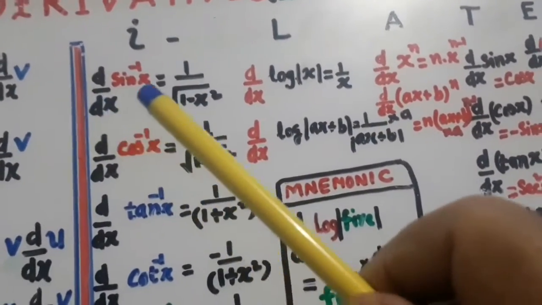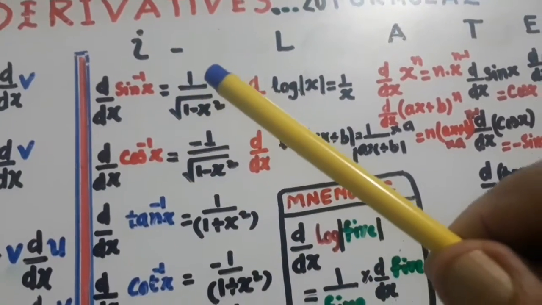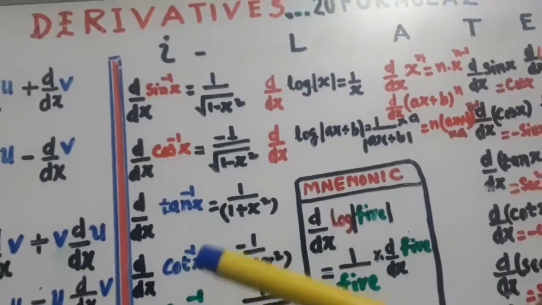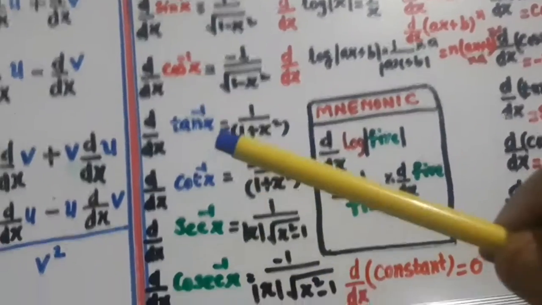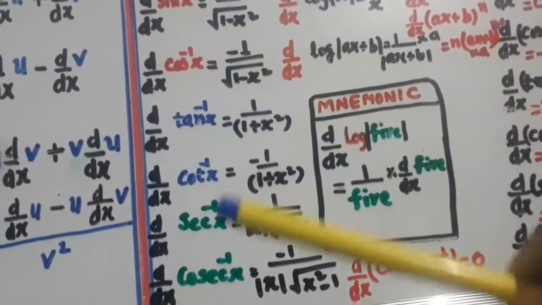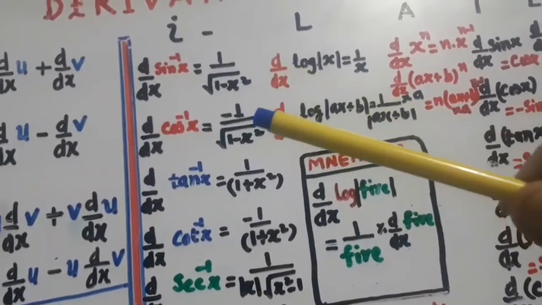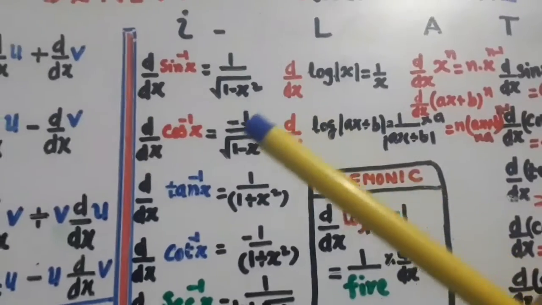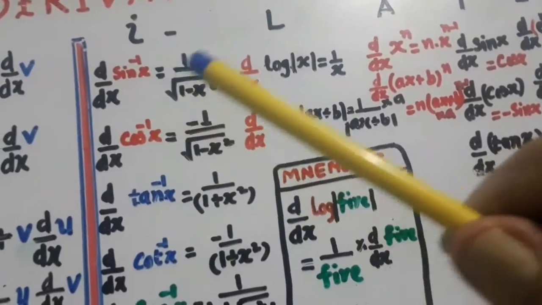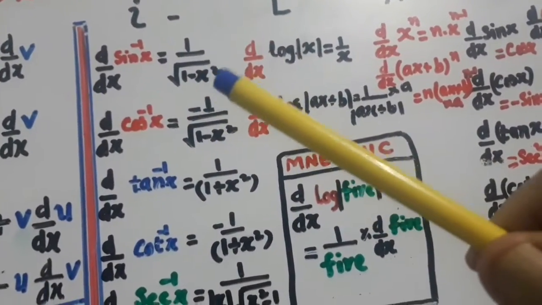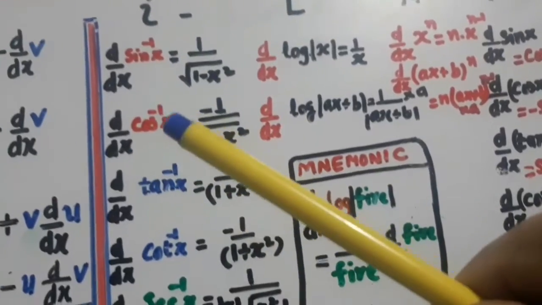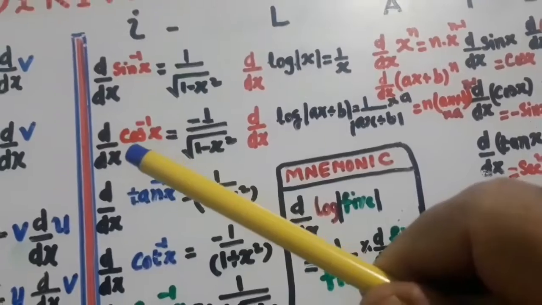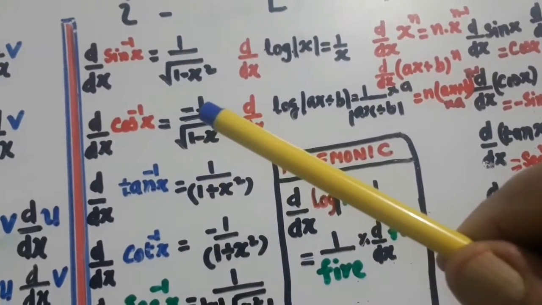The derivative d/dx of sine inverse x is 1 over under root 1 minus x square. Now first of all you take it, all the derivatives of the inverse trigonometrical functions are 1 over, 1 over. Now look how to remember it. d/dx of sine inverse x is 1 over under root 1 minus x square. d/dx of cos inverse is the same, but it is starting with c, it will be in minus.